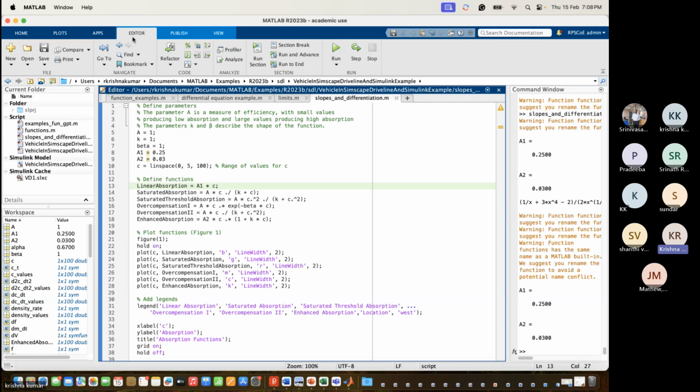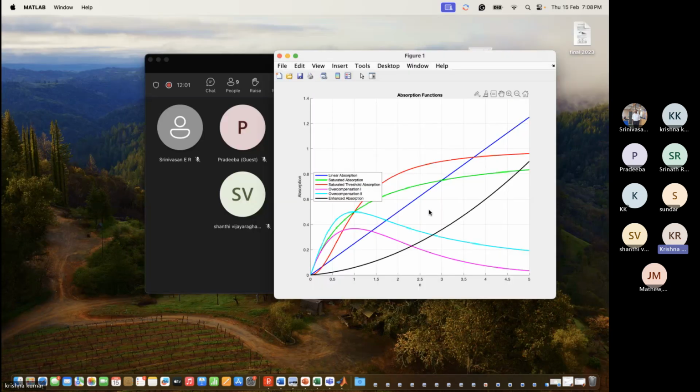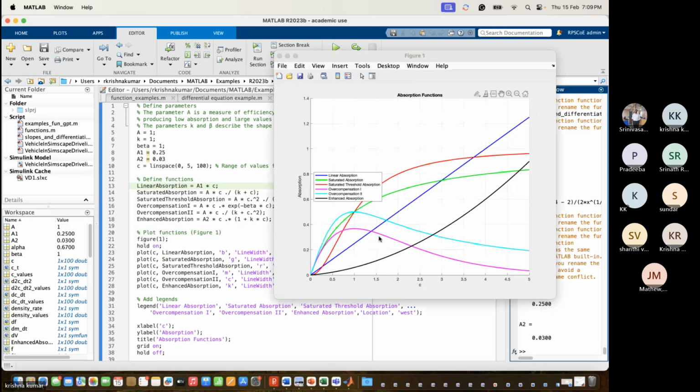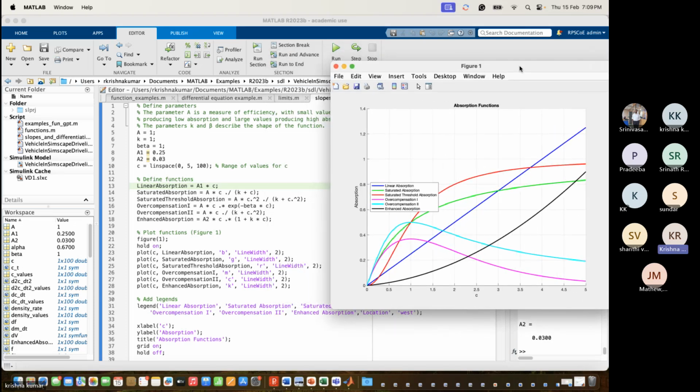If you now take this graph, and what is this equation? A into C. So if A is large, absorption is high, which means that the blue will start shifting towards the left. So the curve will be something like this. Slope, as we would call it, will be high. Just wait for it for a minute. If it is low A, it will be like this. Slope will be low. We had seen what slope is in the last class, so that's why I'm using that here. So A is a measure of efficiency, and small values produce low absorption.